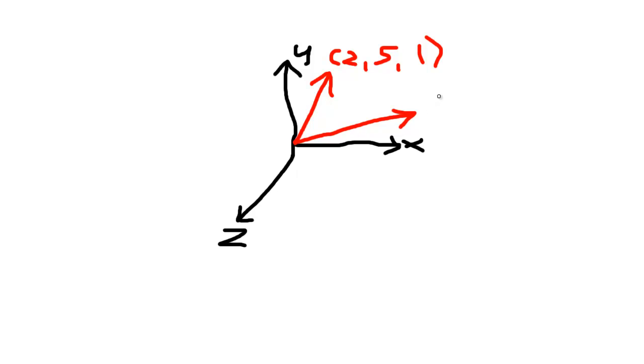So I can have another vector. I'll say this is at points 7, 2, and it can also be at 1. So I'm going to call this vector A, and this vector B.